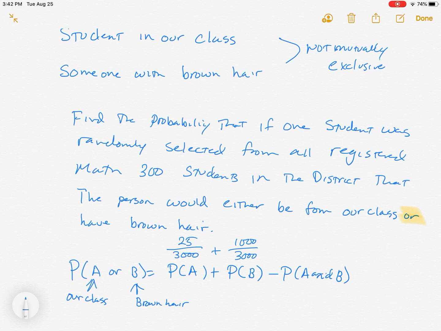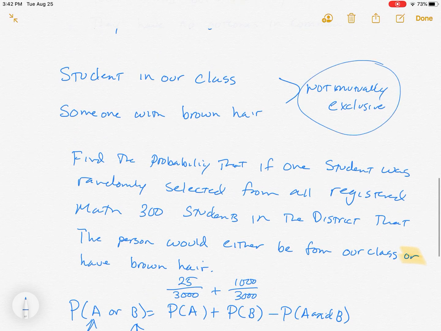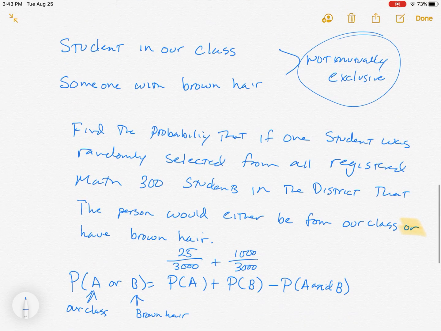So I hope you can picture that. You're looking at the entire group of Los Rios students who are taking Math 300. 25 of them are in our class. That number I know for sure. And then let's assume that we've counted that 1,000 of them have brown hair. This wouldn't be the right probability. The right probability is not 1,025 over 3,000 because it's not mutually exclusive. Because it's not mutually exclusive, I have to subtract out from the 3,000 those that I've double counted. These are the people from our class that have brown hair. So they're in our class and have brown hair.